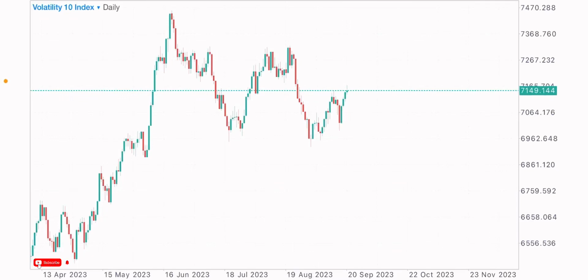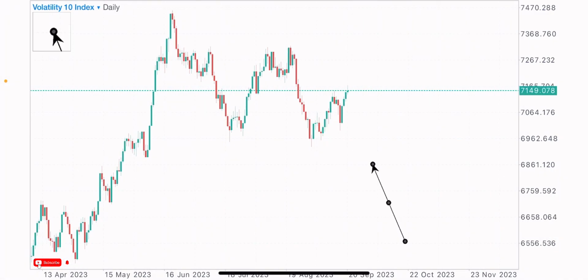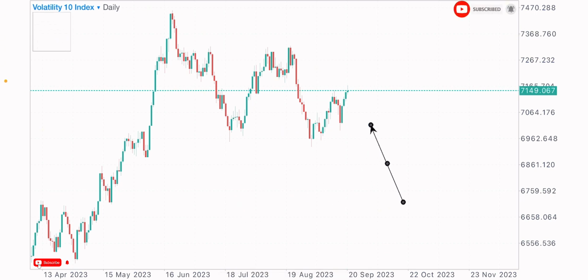So guys, I was analyzing the chart this morning and I came across V10 index, and I found an interesting trade opportunity on it. I would want to share with you guys my analysis on this index. A very nice trade opportunity on V10 index. So what's the market analysis on this index?